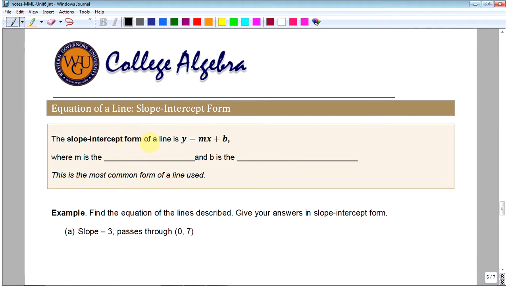The slope-intercept form of a line is y equal to mx plus b, where m is the slope of the line and b is the y-intercept. This is the most commonly used form for a straight line, the slope-intercept form.